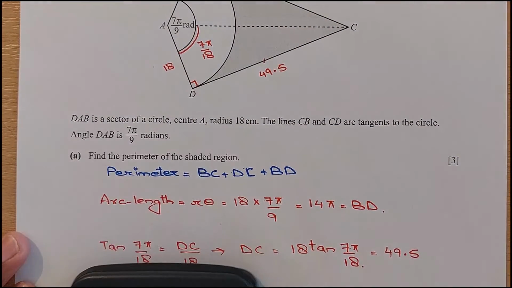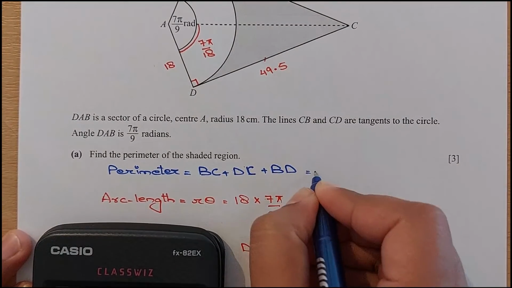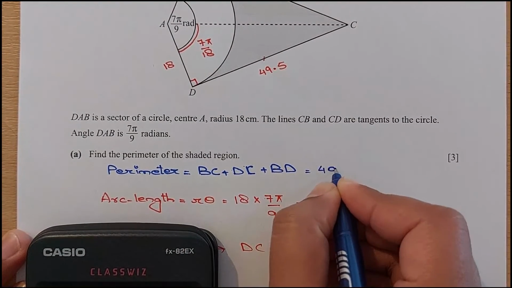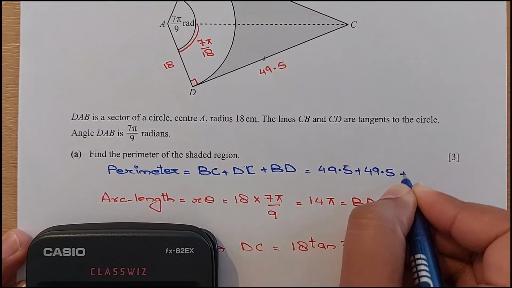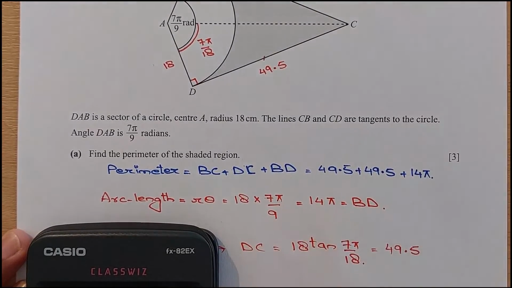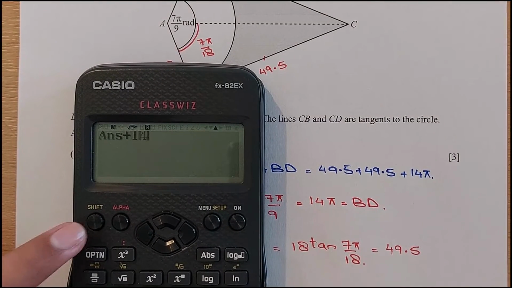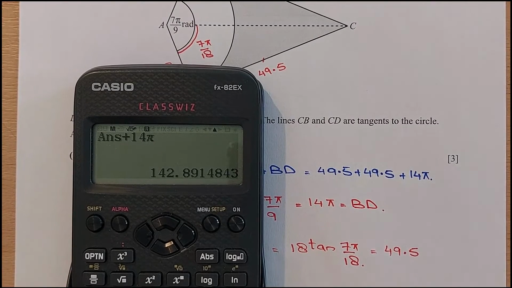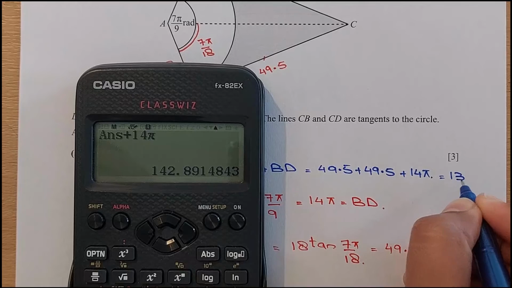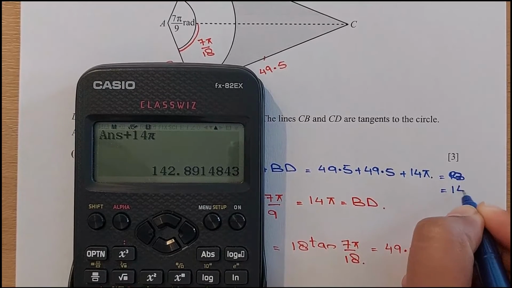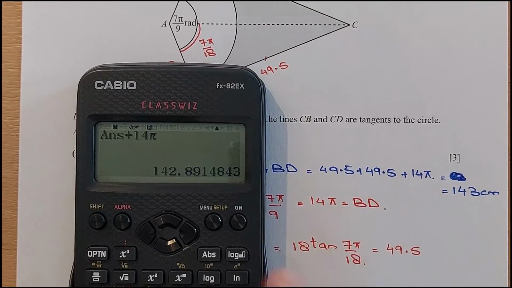Right, so let me find out the perimeter by substituting the values here. This side is 49.5 plus 49.5 plus 14 pi. Right, so this value multiplied by 2, and add 14 pi. So we have 142.8, or we can say the perimeter is 143. 143 centimeters is the perimeter for the shaded region.